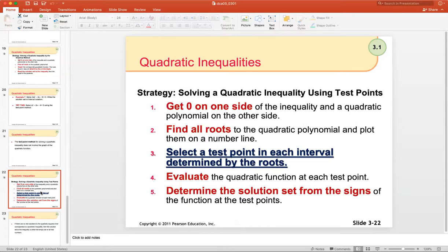What that means is that step 1 and step 2 are exactly the same as step 1 and step 2 in the graphical method. Get 0 on one side, find all roots. And step 3, instead of graphing, we select a test point in each interval determined by the roots. Then step 4, evaluate the quadratic function at each test point. And then step 5, determine the solution set from the sign of the function at the test points.